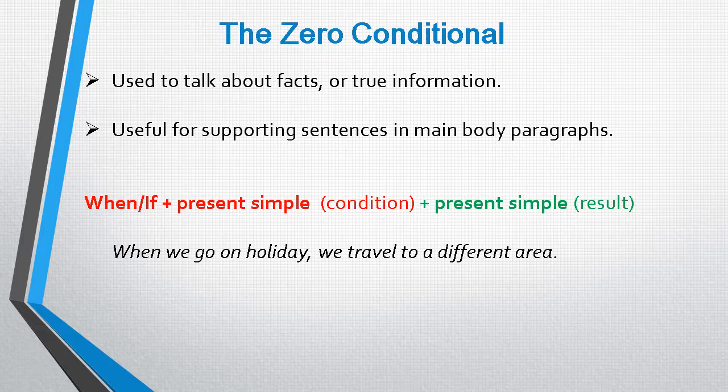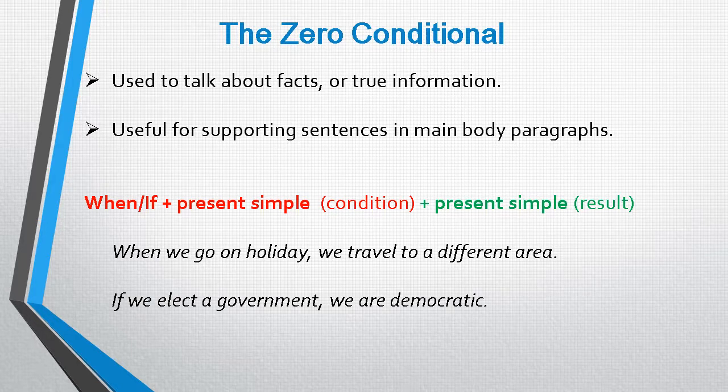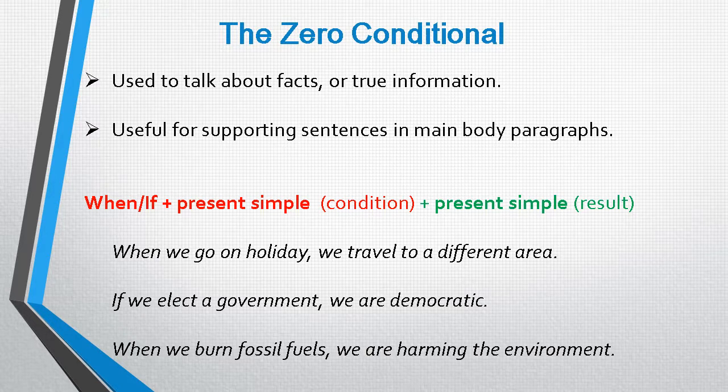When we go on holiday, we travel to a different area. If we elect a government, we are democratic. When we burn fossil fuels, we are harming the environment. Notice that the 2 clauses are separated by a comma. Let's have a look at how these can be used in real essays.